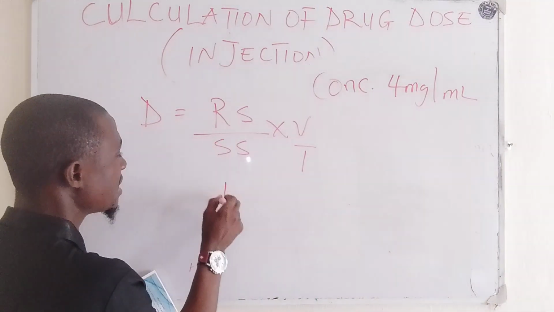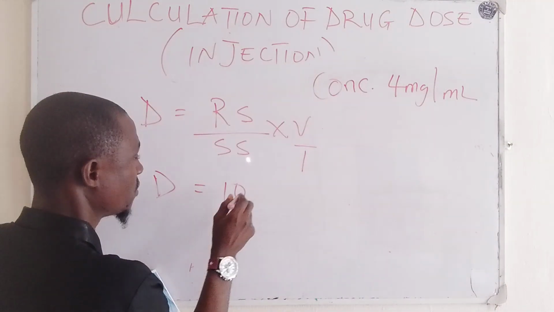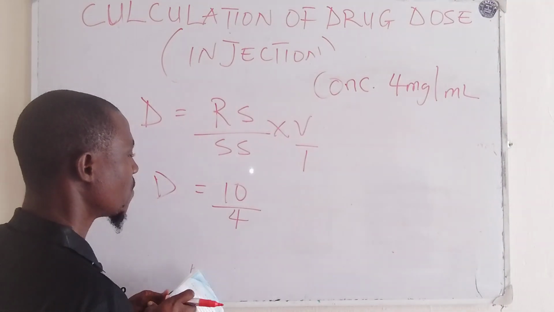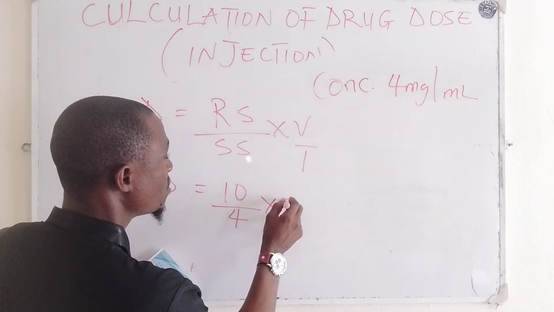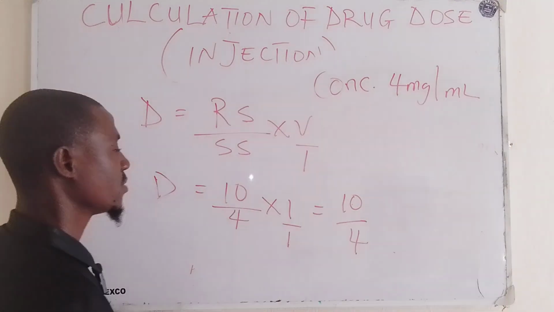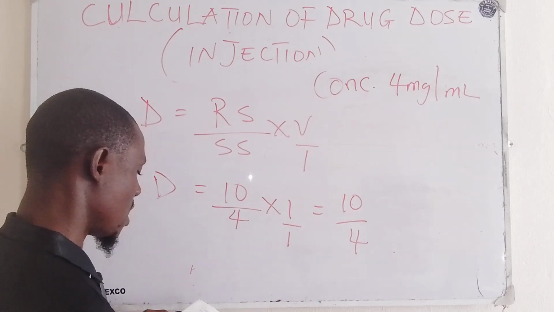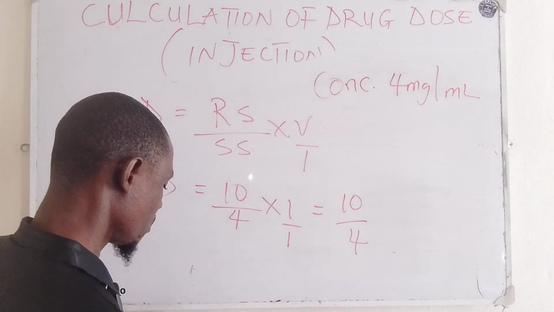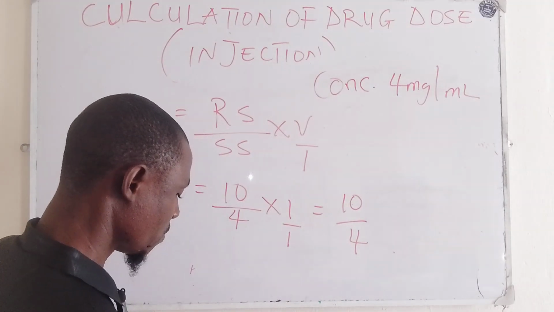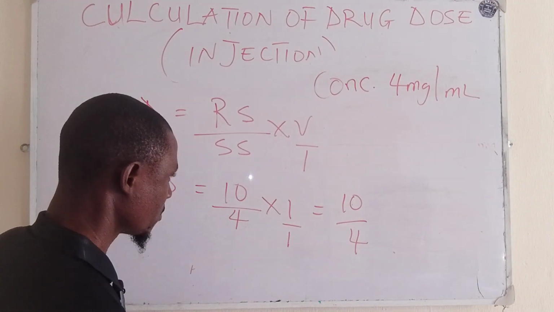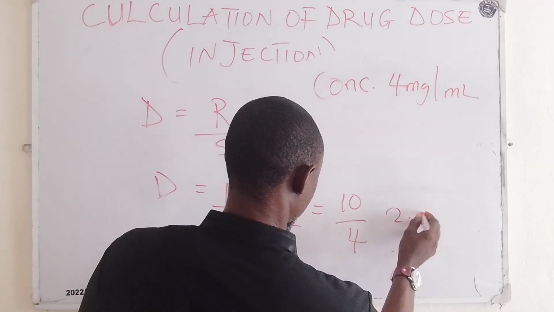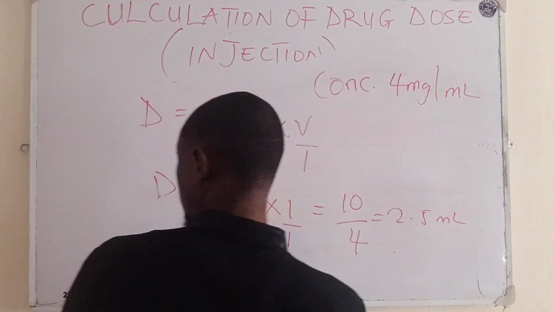Now let's substitute the information. The required strength is 10 milligrams, then the stock strength is 4 milligrams, times volume, which is 1 over 1. So this will give us 10 over 4. What do we have for 10 over 4? Around 2.5 mils. You can just do the calculation.